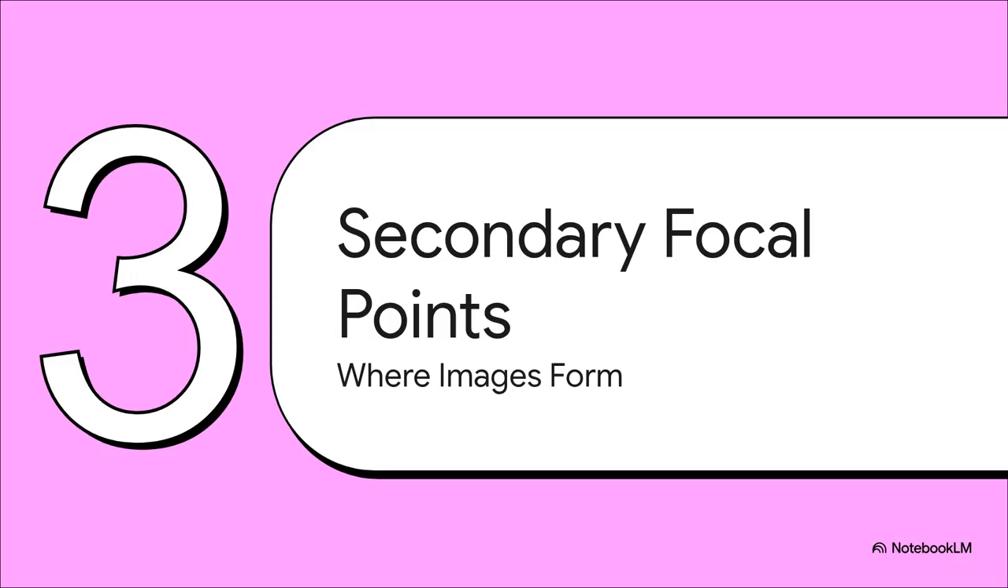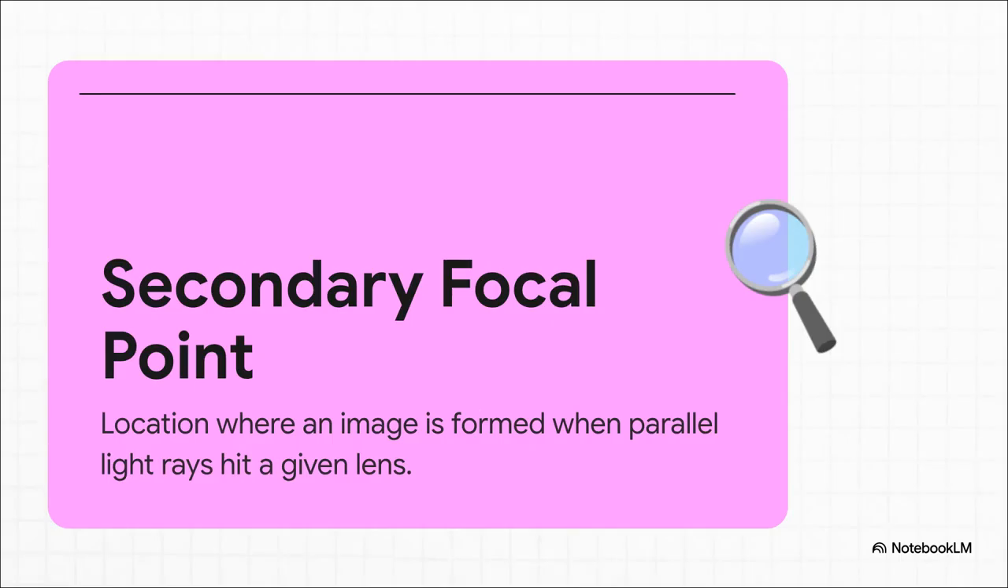Let's shift our focus to the other side of the lens system in Section 3, secondary focal points. All right, this secondary focal point. This is defined as the location where an image is formed when light rays with zero vergence, so parallel rays coming in from infinity, encounter a given lens. Now, unlike the primary point, please do not confuse this. The secondary focal point is strictly an image location.